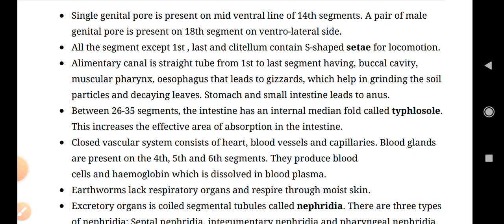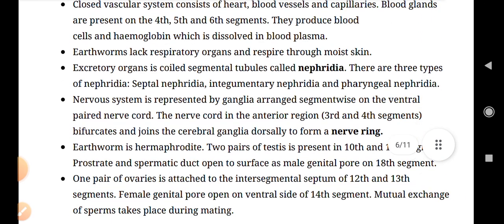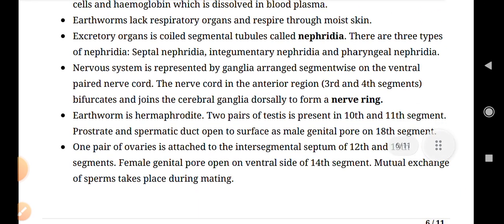This increases the effective area of absorption in the intestine. Closed vascular system consists of heart, blood vessels, and capillaries. Blood glands are present on 4th, 5th, and 6th segments. They produce blood cells and hemoglobin, which is dissolved in blood plasma. Earthworm lacks respiratory organs and respires through moist skin.